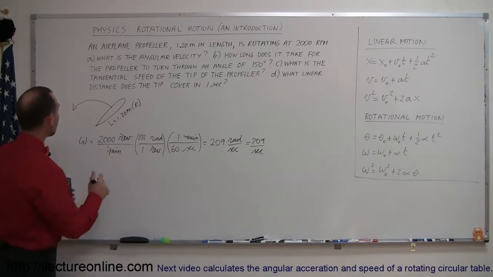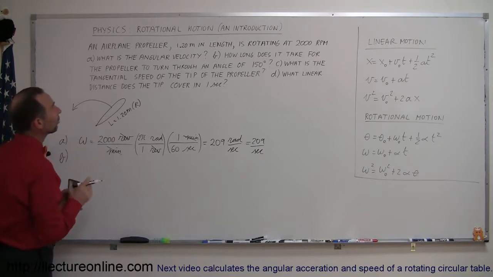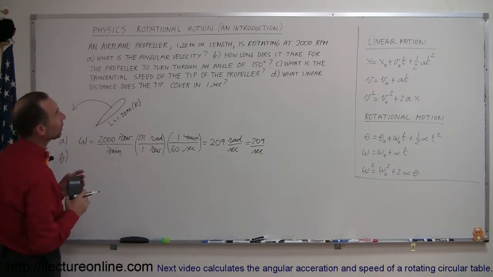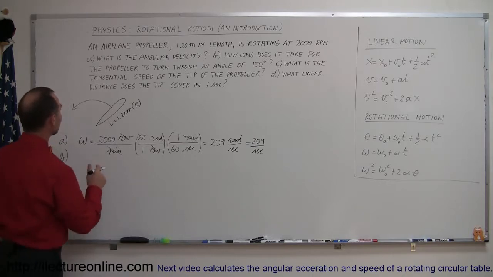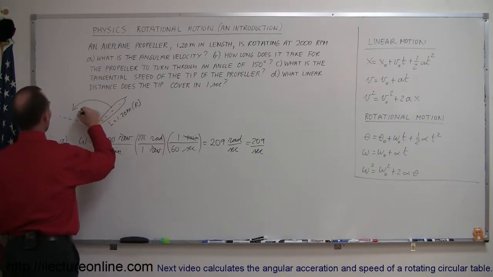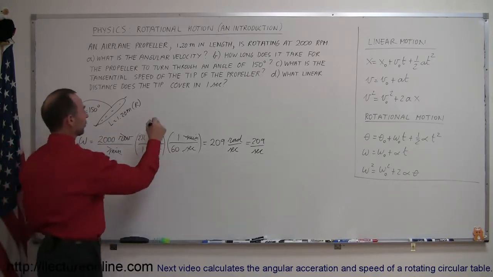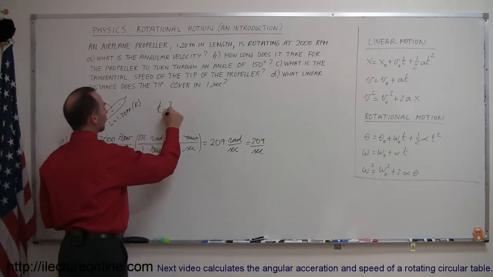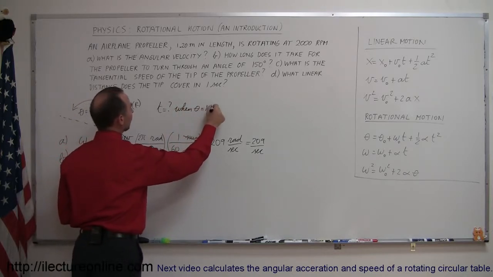Okay, going on to part B. So this is for part A. Part B, they now want us to find out how long it takes for the propeller to turn through an angle of 150 degrees. So let's say it starts at that location right here, and it travels through an angle of 150 degrees, so theta equals 150 degrees, and we want to know the time. How long does it take? Time equals question mark when theta equals 150 degrees.